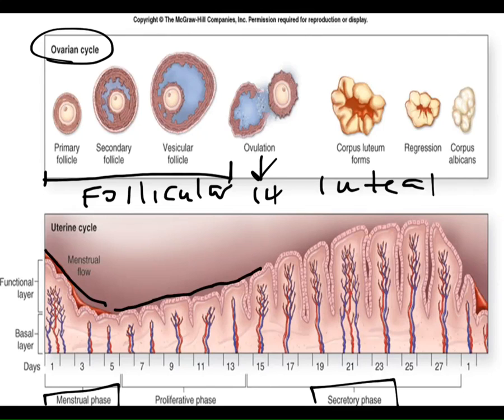Go back. What was primarily being secreted during the secretory phase? Progesterone from the corpus luteum. So the corpus luteum is now producing progesterone, and that is maintaining the uterine lining.